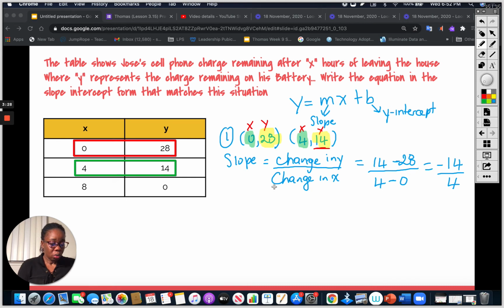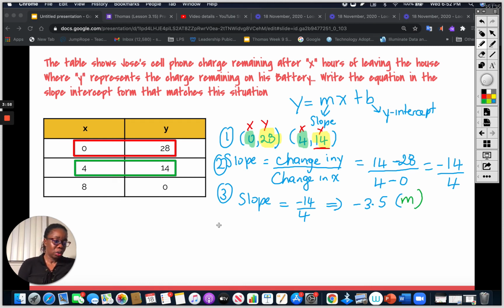So our slope is negative 14 over 4, which when we reduce it, becomes negative 3.5. So that's going to represent our m in the equation.